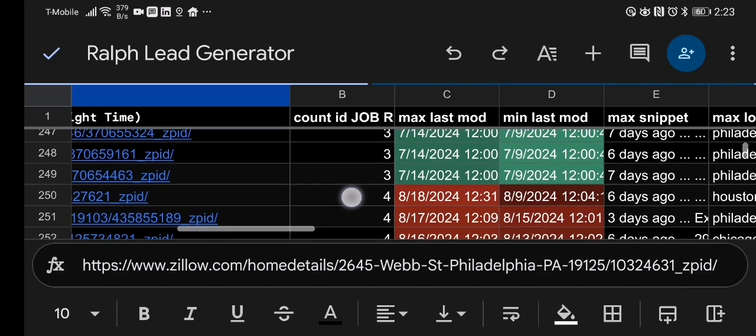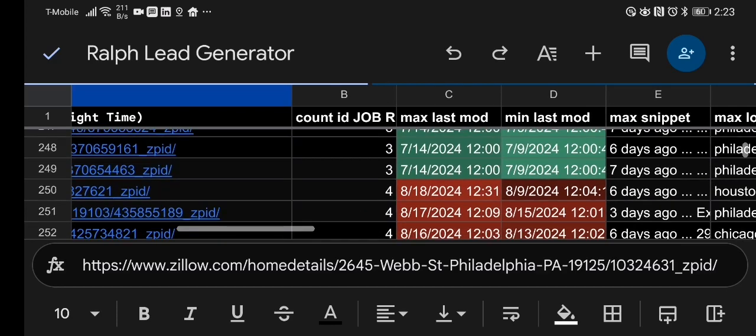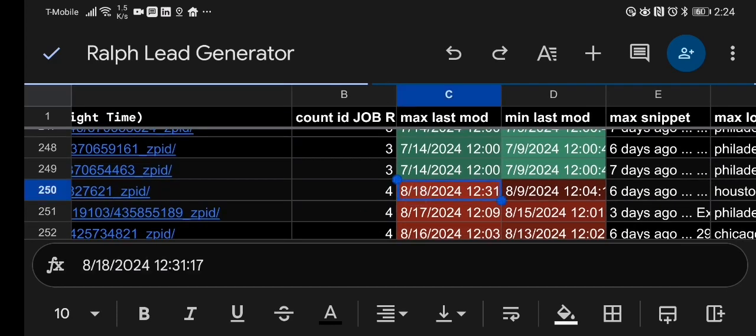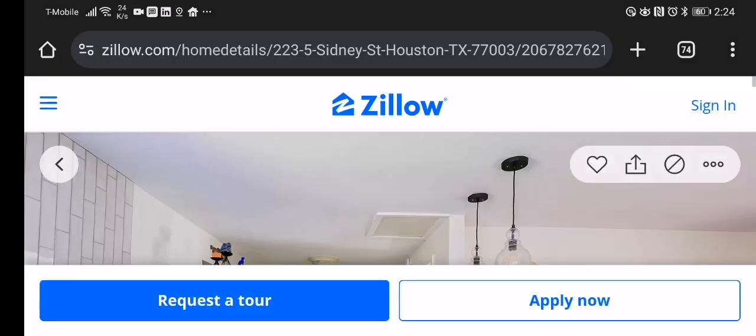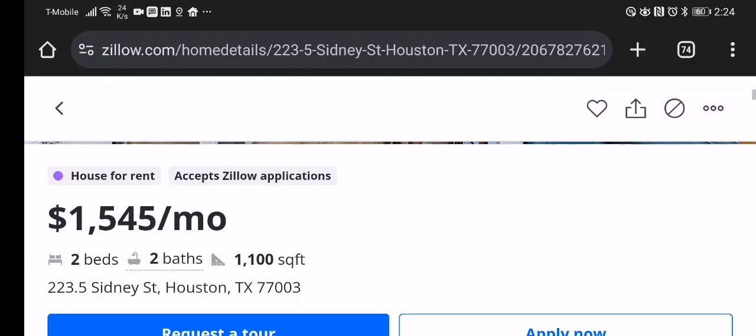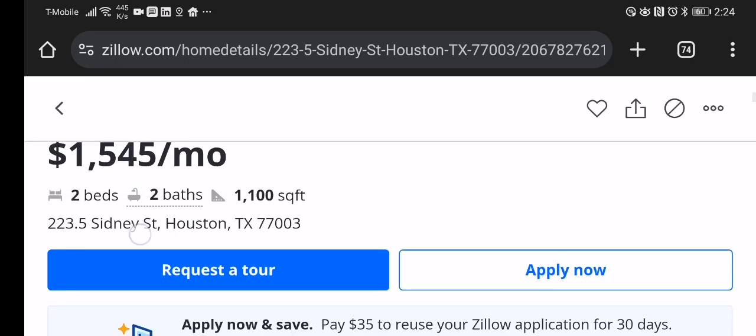So here it is. We've seen these items 4 times. This one has been seen August 18th, which is today, and it also is seen that long ago. So Houston. So let's look at it. Maybe it's already rented. It's hard to keep up to date with all the. No, it still seems to be pending.